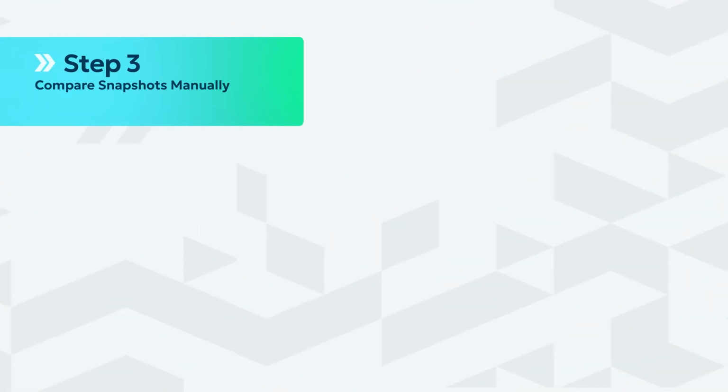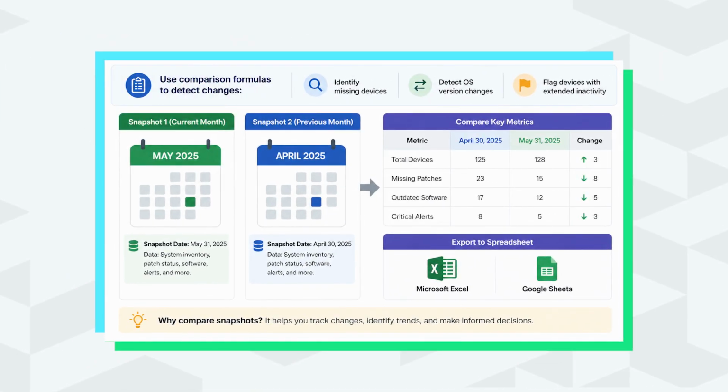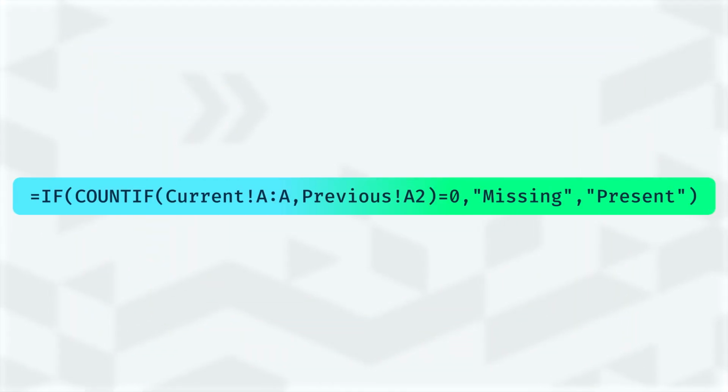Step 3. Compare snapshots manually. Now, import two snapshots, typically the current month and the previous one, into Excel or Google Sheets. Use comparison formulas to detect changes, identify missing devices, detect OS version changes, and flag devices with extended inactivity. A common Excel formula might look like this. Don't forget to highlight mismatches clearly so they're easy to review.